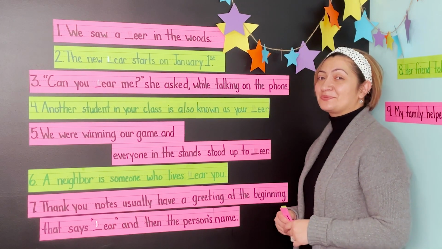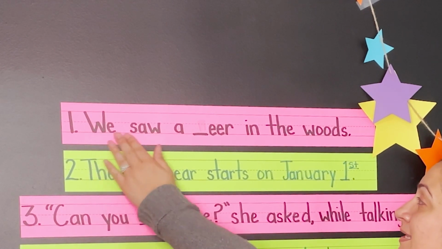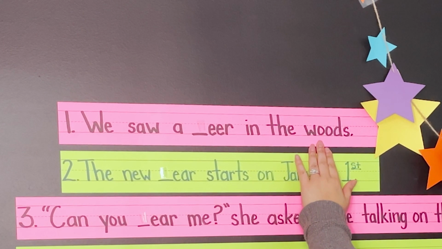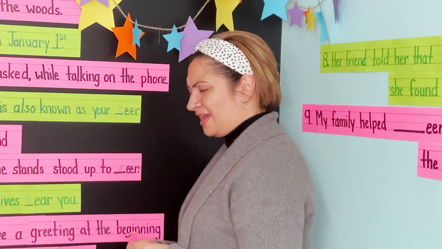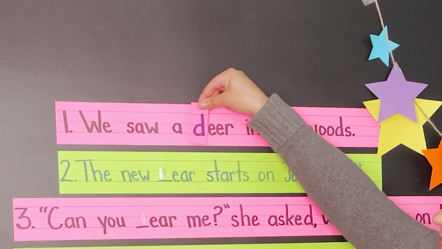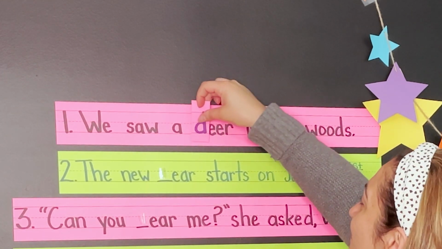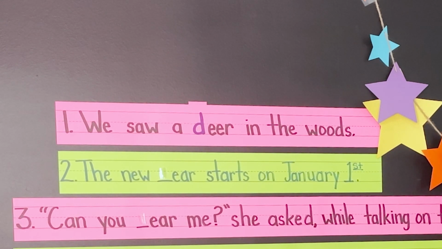All right, let's read sentence number 1 together. We saw in the woods. What could you see in the woods that would have the ear sound? What about a D ear? A deer. Hopefully you wrote D ear down on your paper. We saw a deer in the woods.